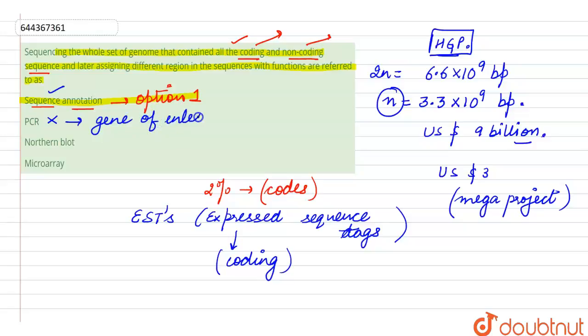gene of interest used in biotechnological processes, whereas northern blot is a test which is used in AIDS, and microarray is also the wrong option. So this is not related to the HGP. These three options are wrong, while the only right option here is option number 1. This is all about this query.